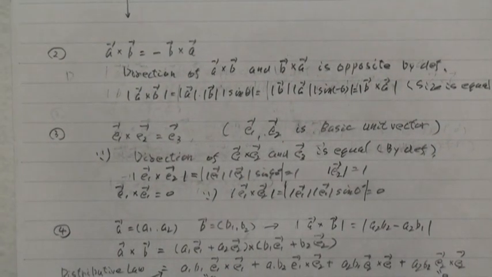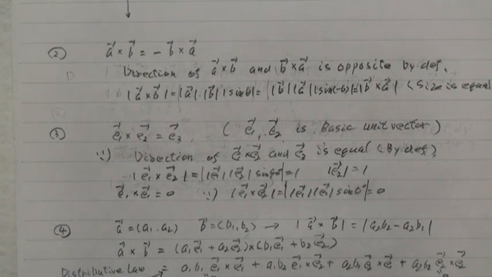And circle 2: vector A outer product vector B equals minus vector B outer product vector A, because the direction of A outer product B and B outer product A is opposite by definition.